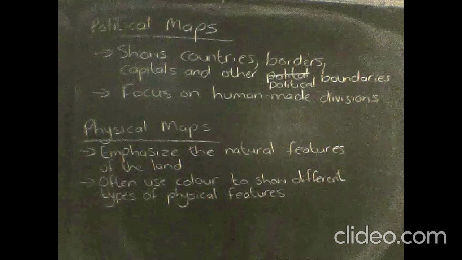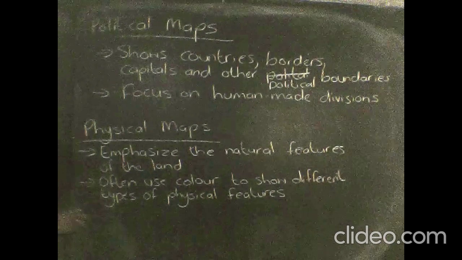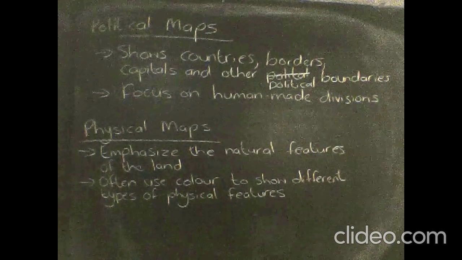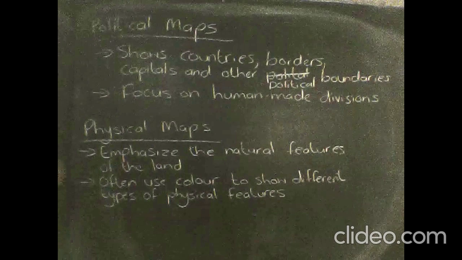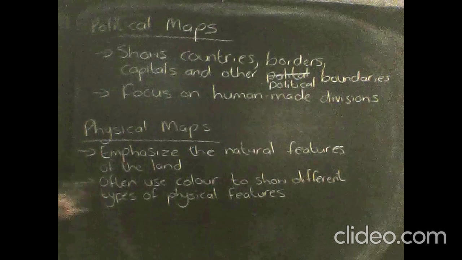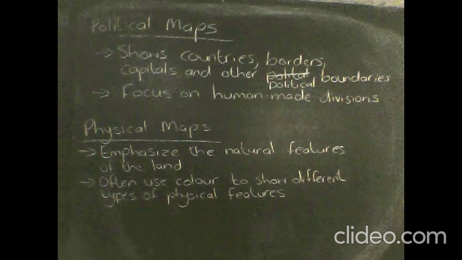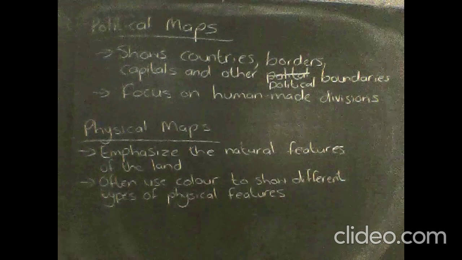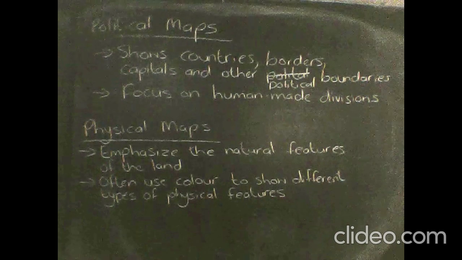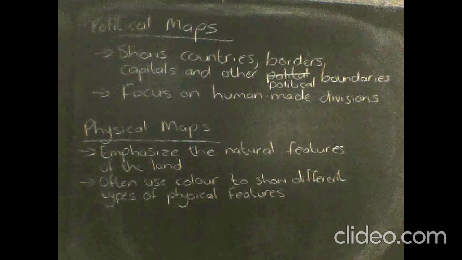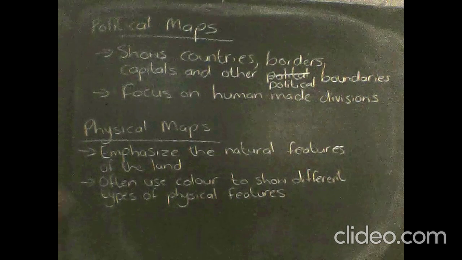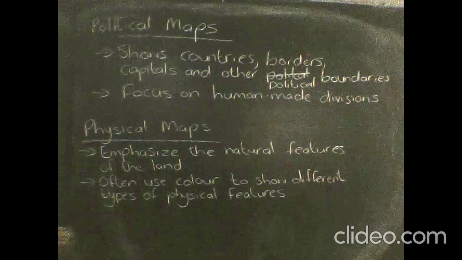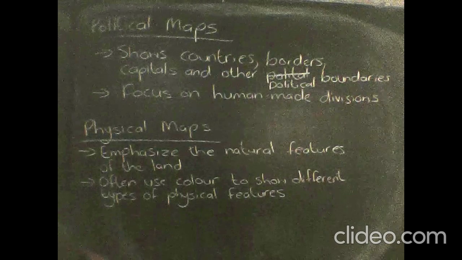Then physical maps emphasize the natural features of the land, of course, as you can hear, physical maps. And they often use color to show different types of physical features. So your water features will be blue. The man-made features will have their own color. So the physical map uses color so that you can see the different physical features.